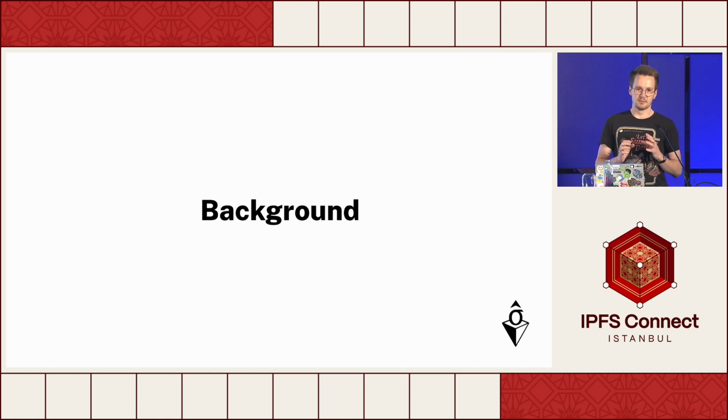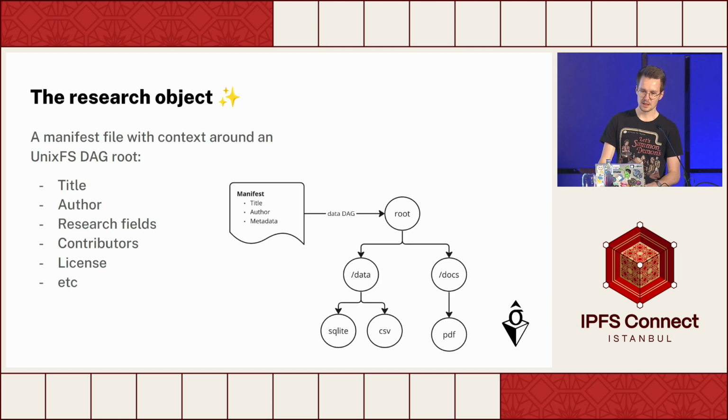So let's look at some background, like how this is currently built, and later I will show how we are going to transform it in the next generation of the protocol. At the base, we have something that we call the research object, which is what we just looked at in the front end. This is represented as a manifest file around the Unix FS DAG root.